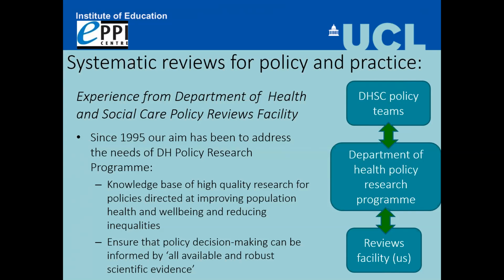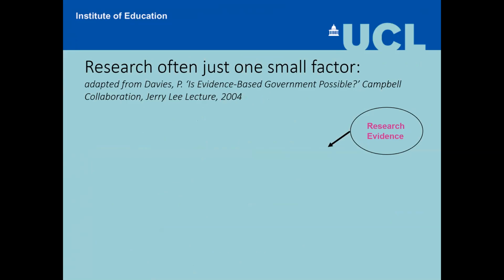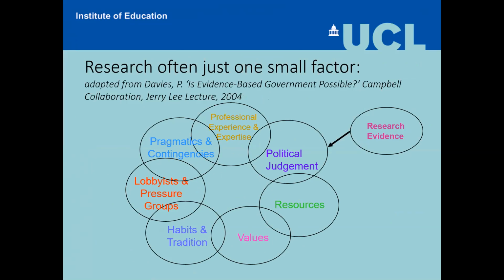So we have this long history of working with the Department of Health and with policymakers, and over that time we've developed a keen understanding of what policymaker needs are. We've also come to understand that in developing policy and in making policy decisions, research evidence is just one small factor in a whole range of possible influences that impact on decision making, such as lobbyists and pressure groups, available resources, including the input of professional expertise, and political judgment.